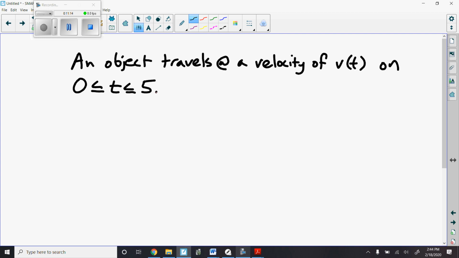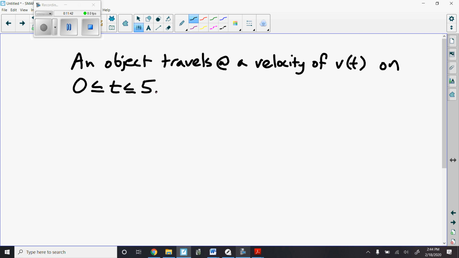So let's say I'm not going to give you an actual equation here. We'll see those in the homework tomorrow, but the setup here is more important, right? Doing the integrals, we know how to do those by hand. We also can do them on our calculator. Sometimes these come up as calculator problems. So let's just say we have an object that travels at a velocity of v of t, so some function v of t, on an interval between 0 and 5 for t.